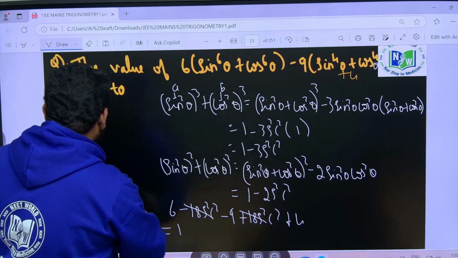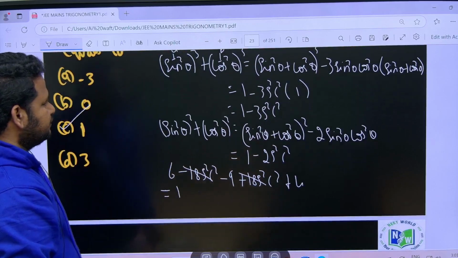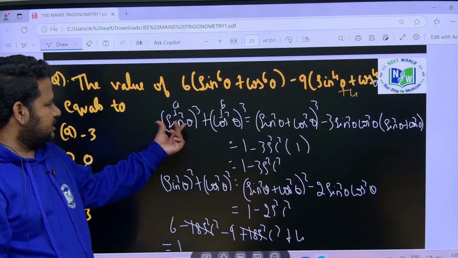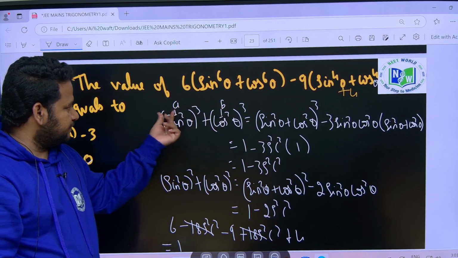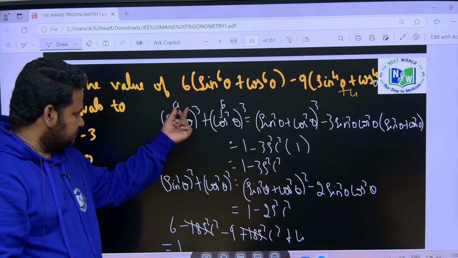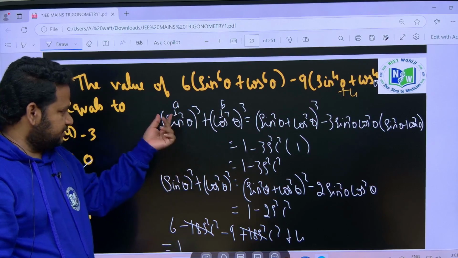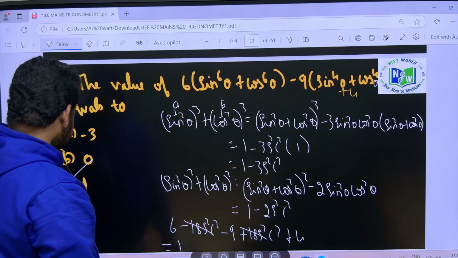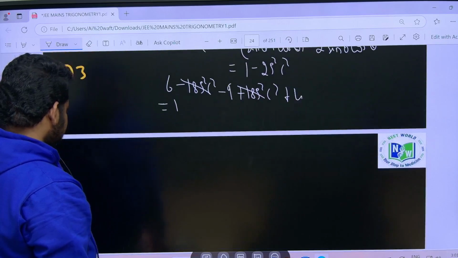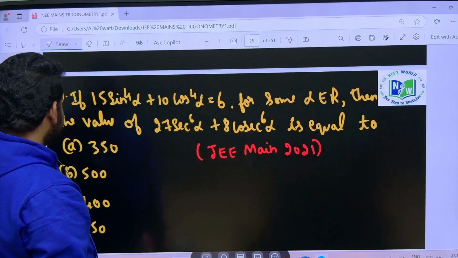So the answer to this question is C. This is how we solve this question. That is sin square theta plus cos square theta. This is sin square theta whole cube plus cos square theta whole cube, which will give us sin to the power of 6 theta plus cos to the power of 6 theta. Here we are using the a cube plus b cube formula, and here we are using the a square plus b square formula. Okay, next question, friends. I hope it is clear.